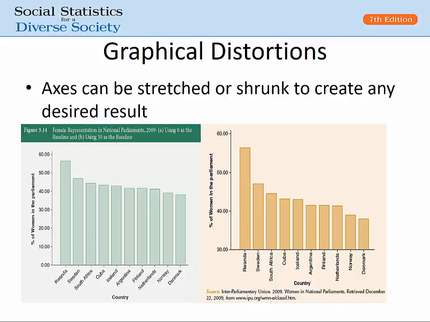So it looks like there's more of a dramatic difference between Rwanda and the other countries compared to the first chart. So in reality, the female representation in national parliaments isn't that much different. It's greater in Rwanda than other countries. But the second chart, the chart on the right, really looks like there's a big difference. So it distorts the information.